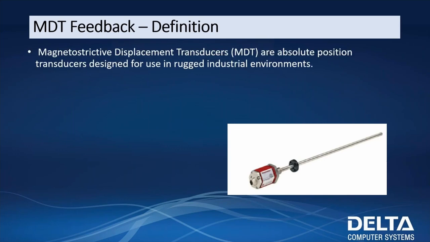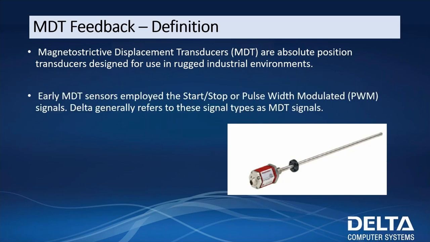Okay, so let's talk specifically about what we call MDT feedback. This is going to be the start-stop or pulse width modulated. These MDT, magnetostrictive displacement transducers, they're absolute position, and they're used in a lot of rugged industrial environments, right? You can see this picture here. Here's a Tempesonics MTS transducer that's going to be set up to go inside a cylinder. This is a pretty common transducer that we would work with.